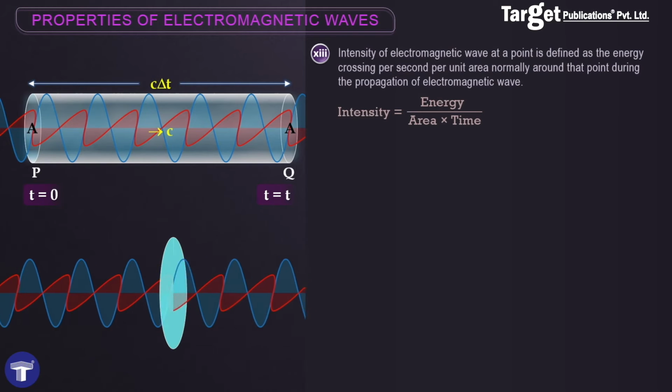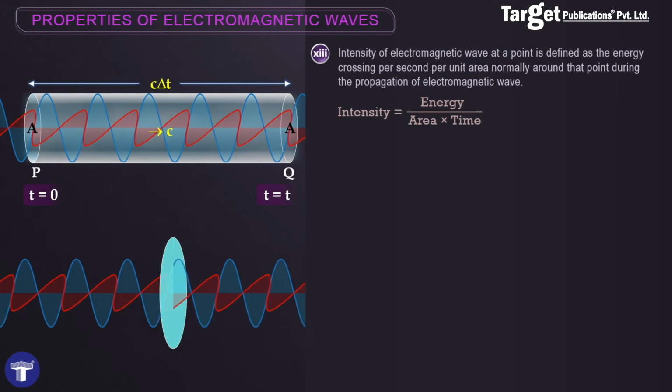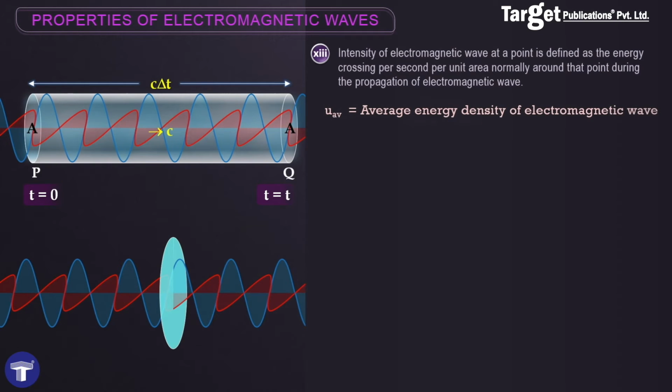So I need energy, I have to divide it by time, and I have to divide it by area. So first, to find the energy, what I'm going to do is use the formula for the average energy density which we have just found, that is UAV is the average energy density, and to find the energy I will simply multiply this by the volume. And as you can see, the volume of the cylinder will be given by C delta T A, where C delta T is just the length and A is the area of cross section. So C delta T A gives me the volume, that multiplied by the average energy density gives me the total energy of this electromagnetic wave. And what I want is the intensity.